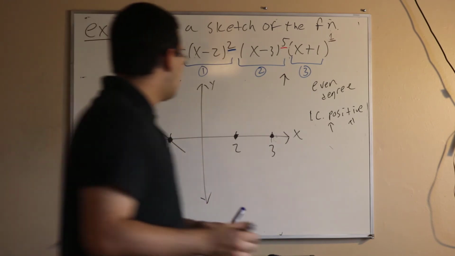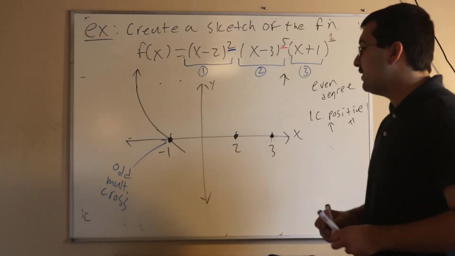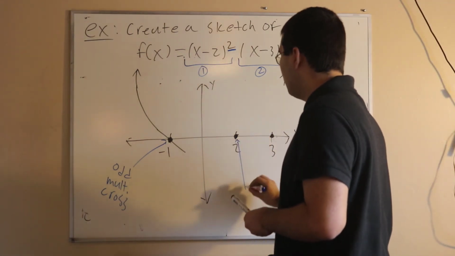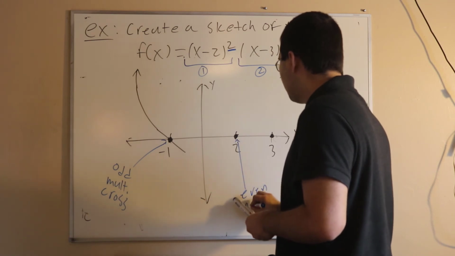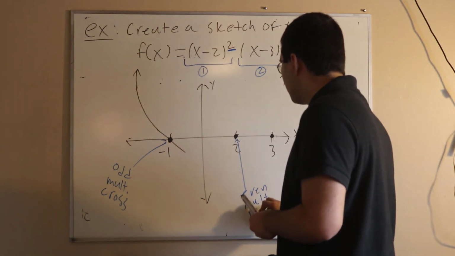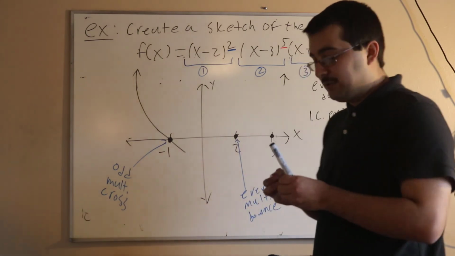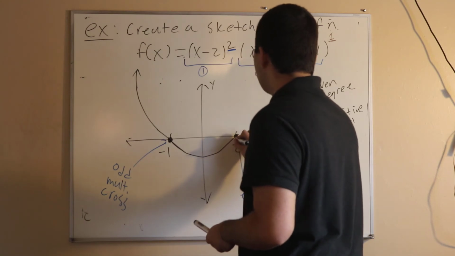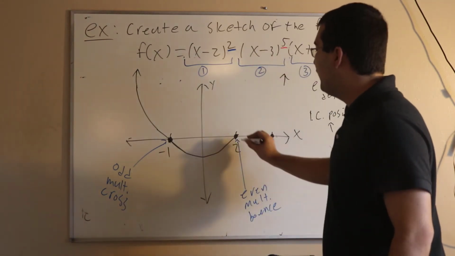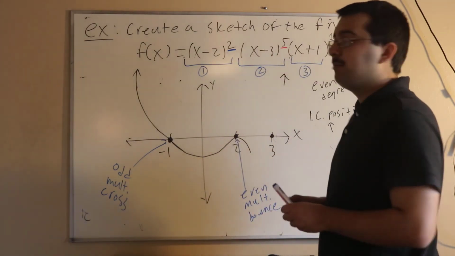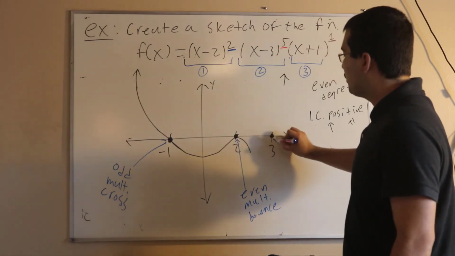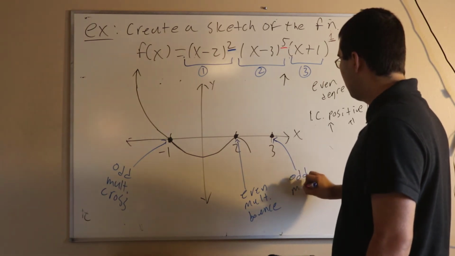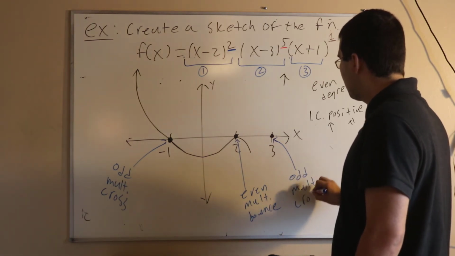Great. So now we need to start traveling to this (2, 0). And again, we understand this had even multiplicity, so we need to bounce. After we cross the axis, my graph's going to travel towards that zero, and as it hits that point, it's going to bounce right off. Beautiful. And then again, we need to start traveling towards our last zero. We understand this had odd multiplicity, so we need to cross.